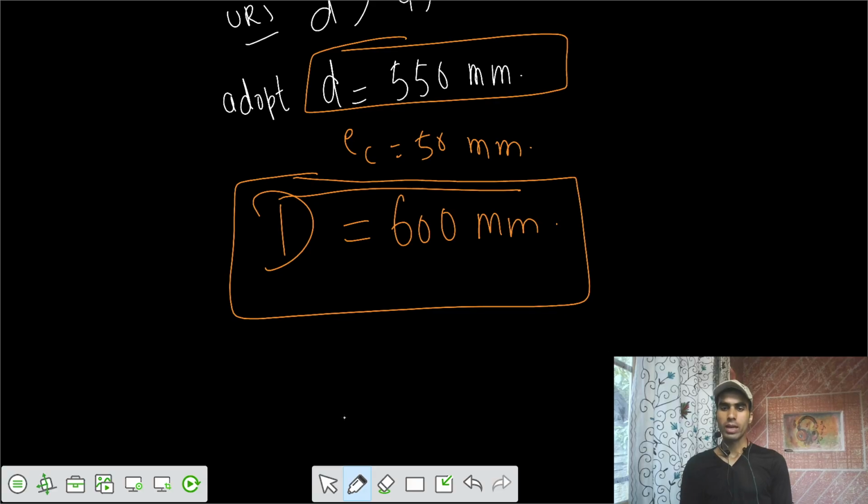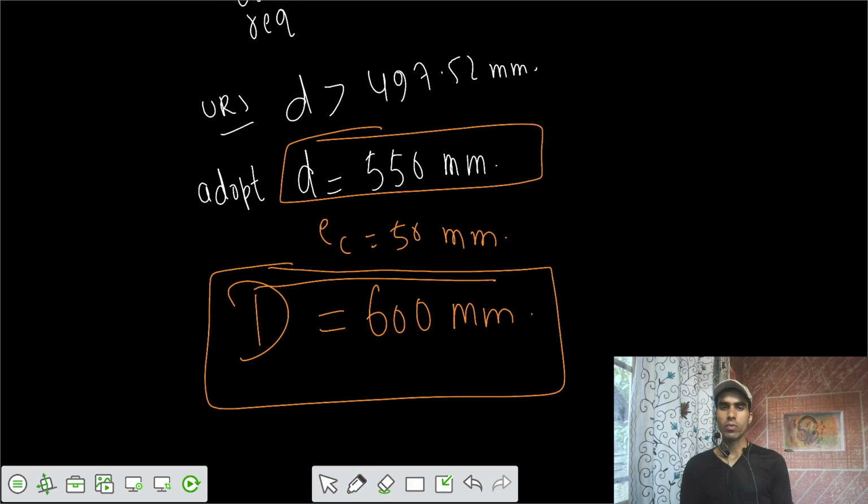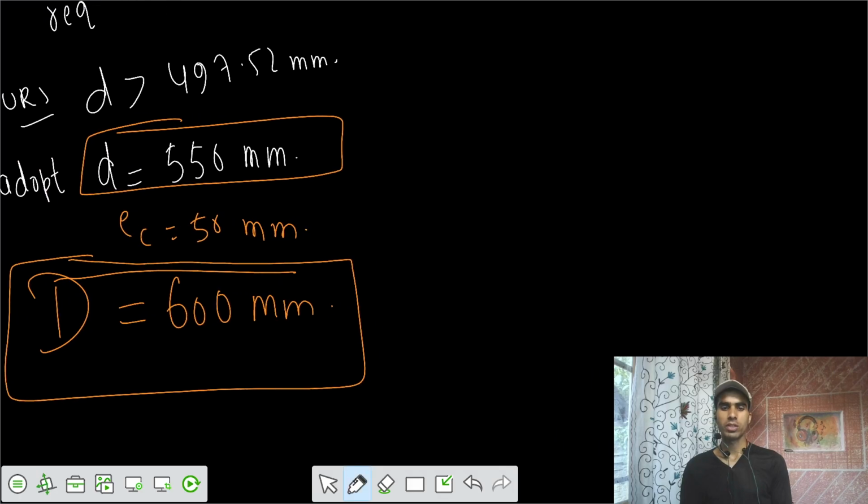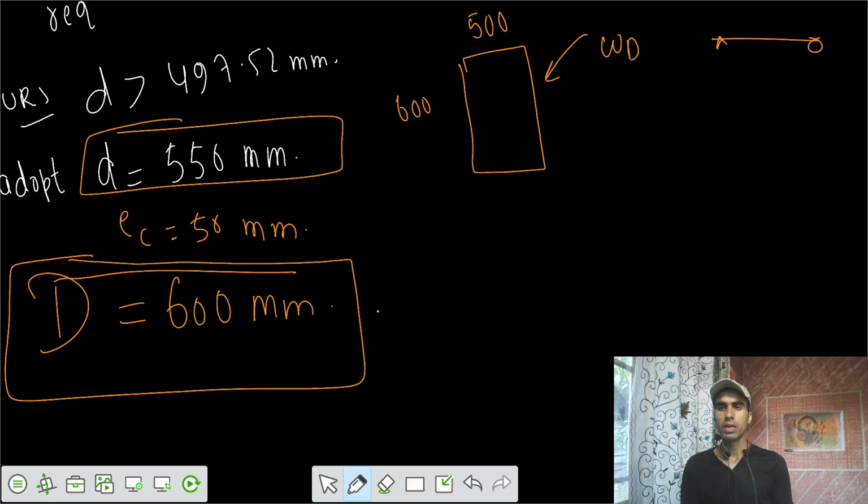Now we have fixed the dimensions. Our dimensions for the beam are a width of 500 and a capital D of 600. Corresponding to that, there will be some dead load, and we are also applying some live load on the beam, such that we need to find the actual external bending moment applied on the beam. So we need to solve that further.